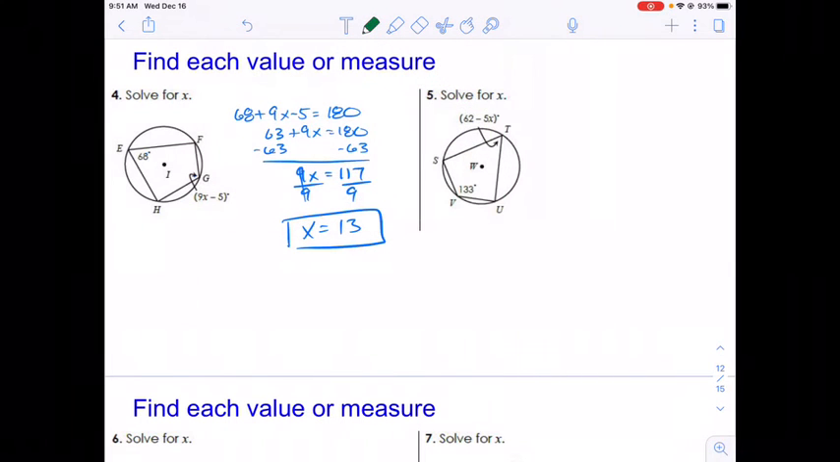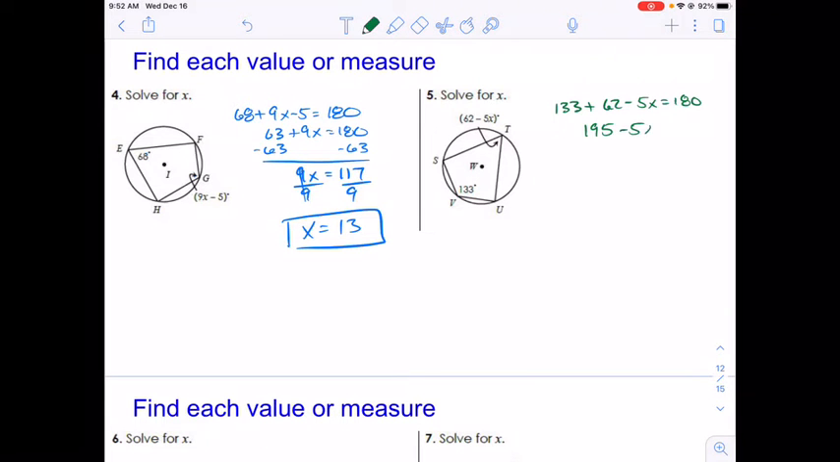Let's look at the next one. Okay, we know these two opposite angles, V and T, are going to be supplementary. So we have 133 plus 62 minus 5x is equal to 180. Combine like terms, we're going to get 195 minus 5x equals 180. Subtract 195. So negative 5x is equal to negative 15. Divided by negative 5, x is equal to a positive 3.